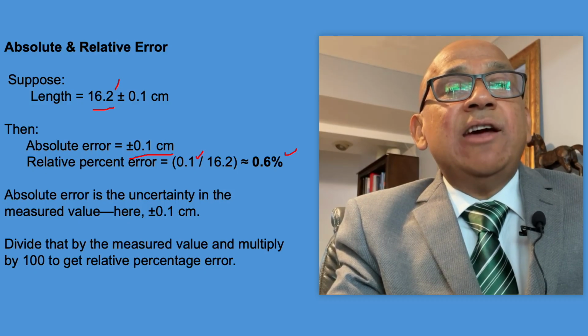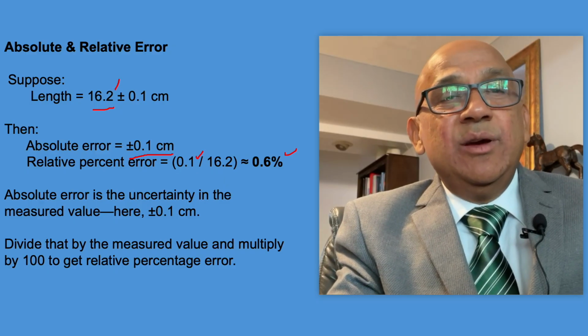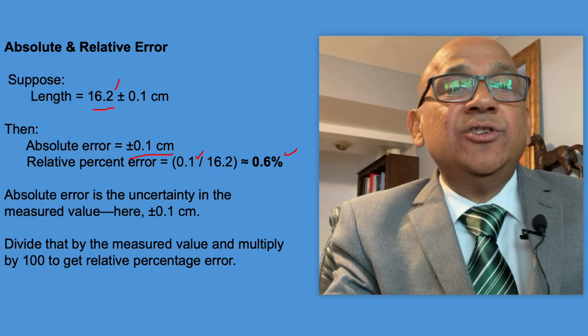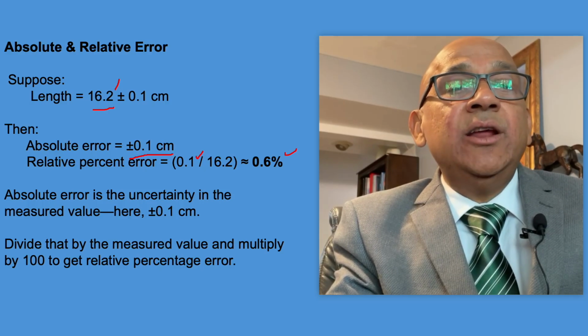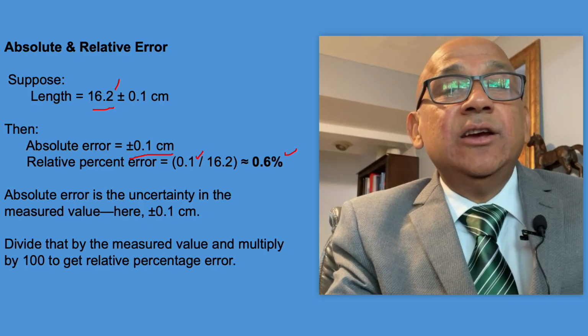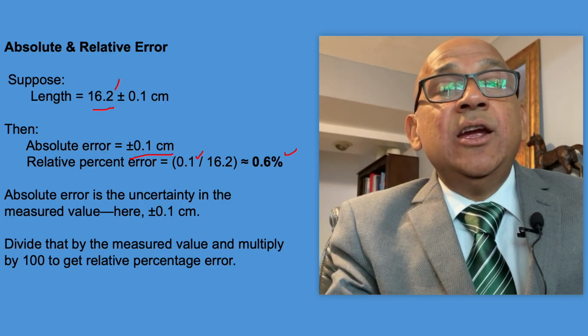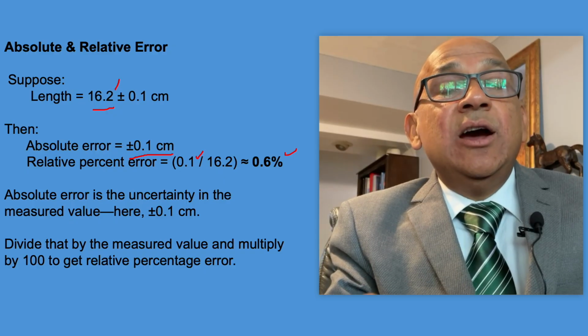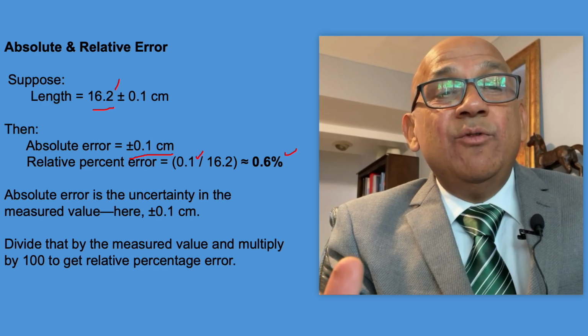So the absolute error is the uncertainty in the measured value, which in this case is 0.1 centimeter, and then if you divide it by the value itself and multiply by 100, you get the relative percentage error. So whenever you do any experiment, any measurement, it is always a good idea to find out how much is the uncertainty in your measurements.